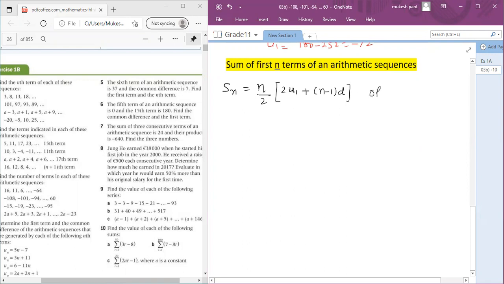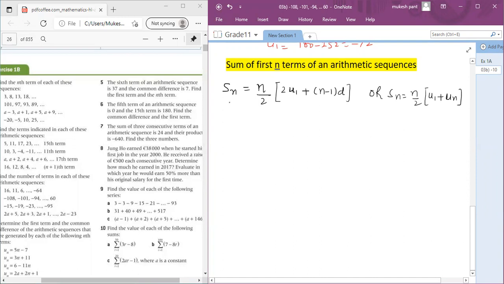Or you can write Sn equals to n over 2, and suppose you know the first term, and then you know the last term or nth term. Okay, this is also a formula. If you know the first term and the last term and the number of terms, this way also we can find out the sum of first n terms of an arithmetic sequence.